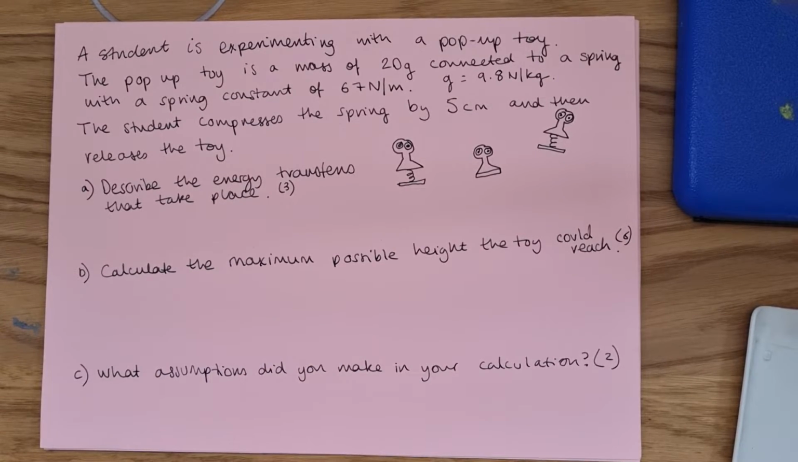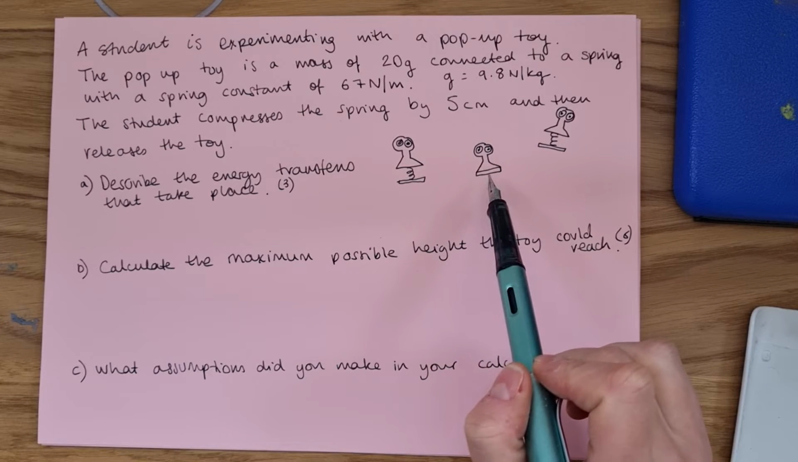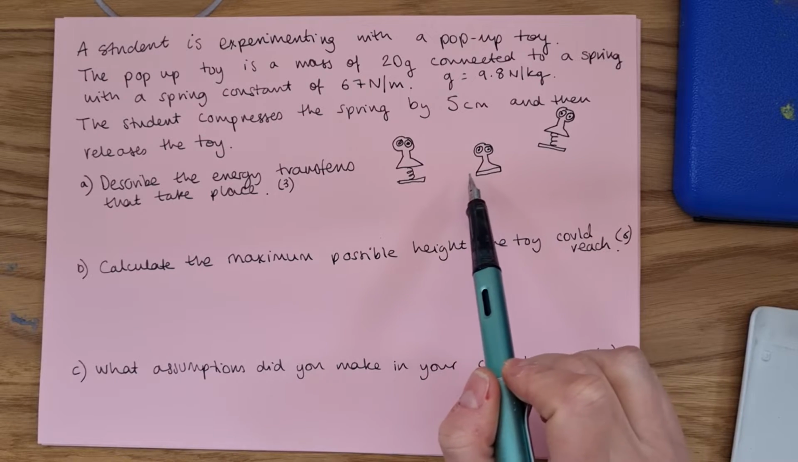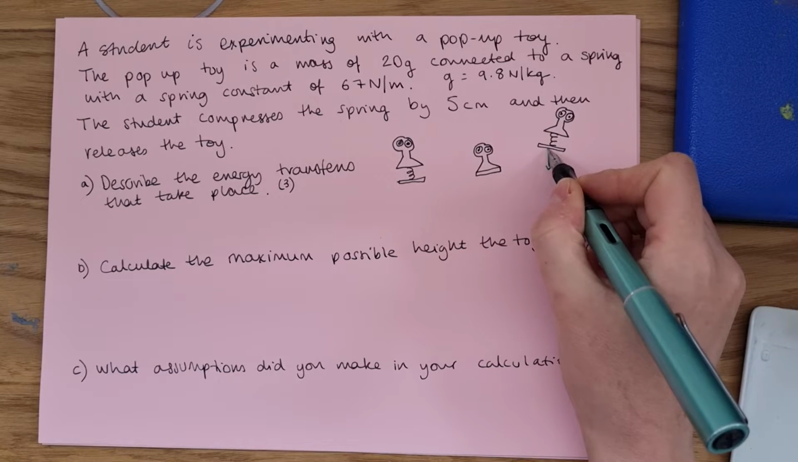Obviously, I imagine they'd have more context than that, but this is my little drawing. It's one of those little pop-up toys. Just squish the spring down. It maybe waits there for a bit or it doesn't, and then it kind of flies off and it reaches a height above the ground, right?